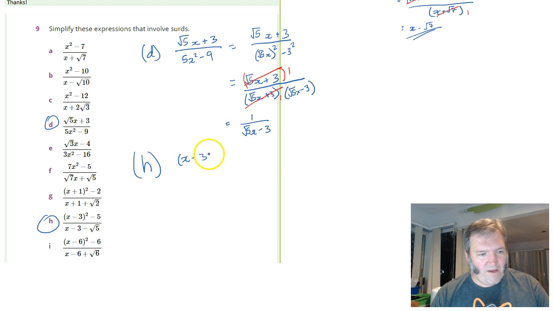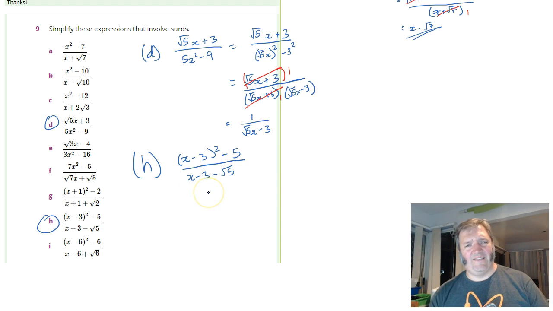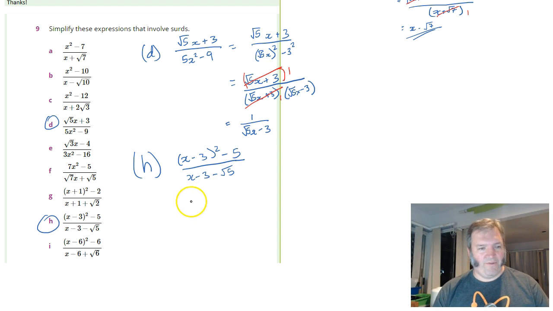Here we go, x minus 3 all squared take 5 divided by x minus 3 minus root 5. That bottom looks hideous, doesn't it? But let's see if we can fix up the top.